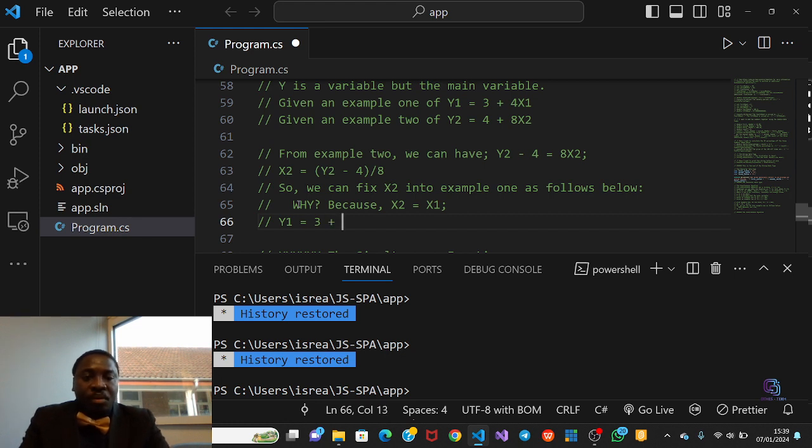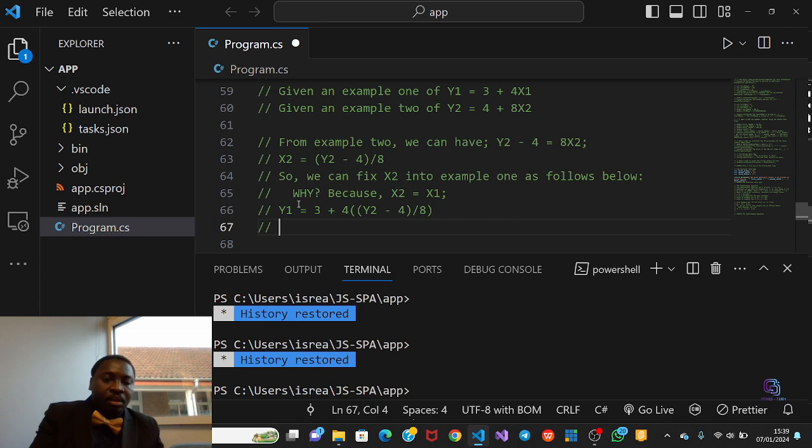plus 4. Then I open a bracket. Since I know x2 is equal to x1, now from example 1, I'll just put y2 minus 4 divided by 8. So with this, since that is done, taken into place, I can now say y1 is equal to 3 now plus, now take note of this.